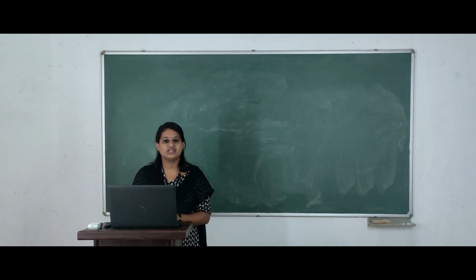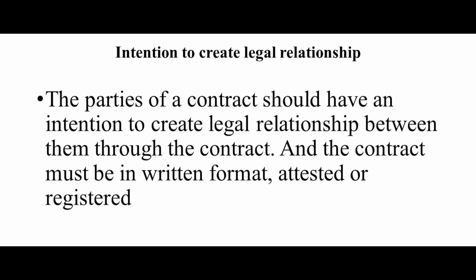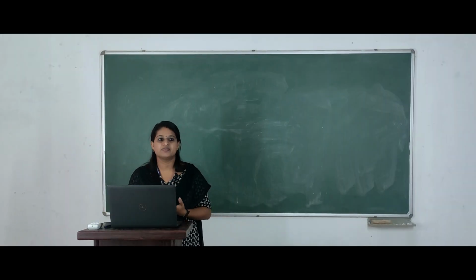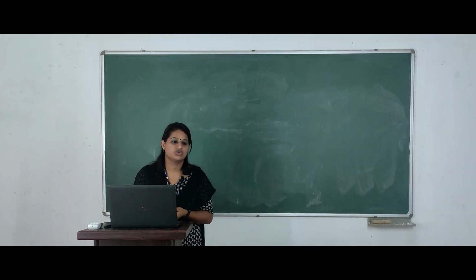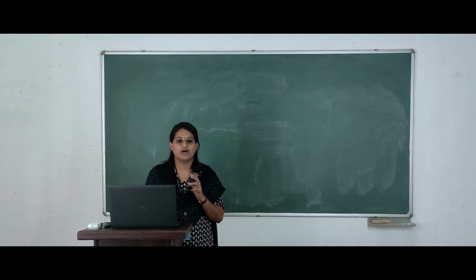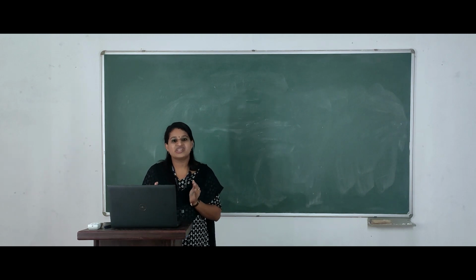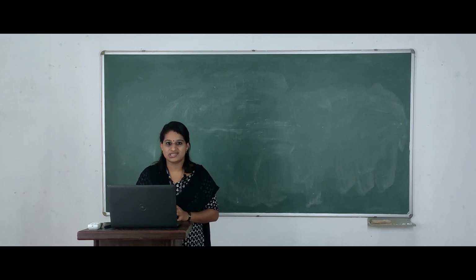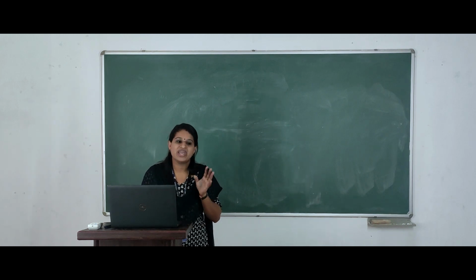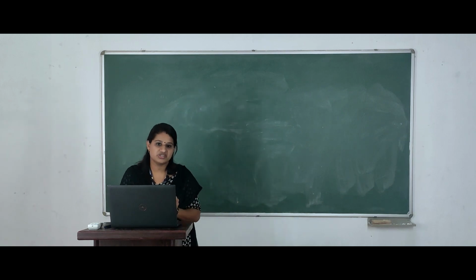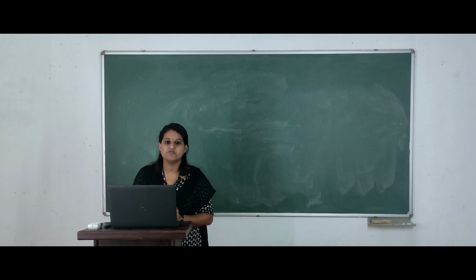The last one, intention to create a legal relationship. When one party makes a contract with another one, their intention must be to create a legal relationship between the parties. Otherwise, it is treated as void. For example, one of our friends invites us to his home for dinner. It is not treated as a valid contract, because there is no intention to create a legal relationship in this. So, while making a contract, the parties must have the intention to create a legal relationship between them.